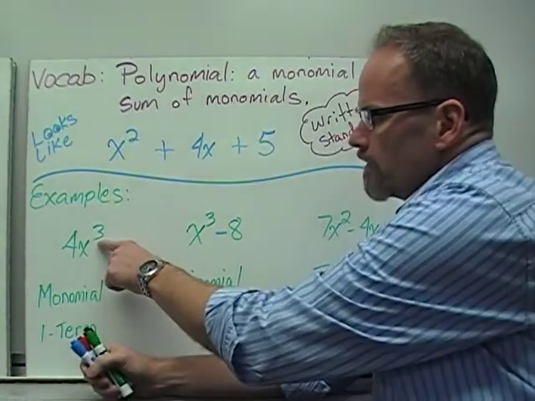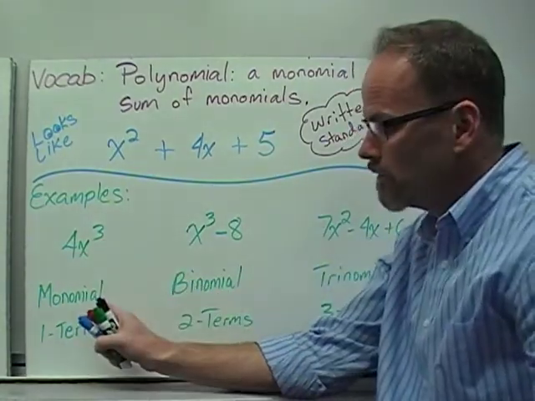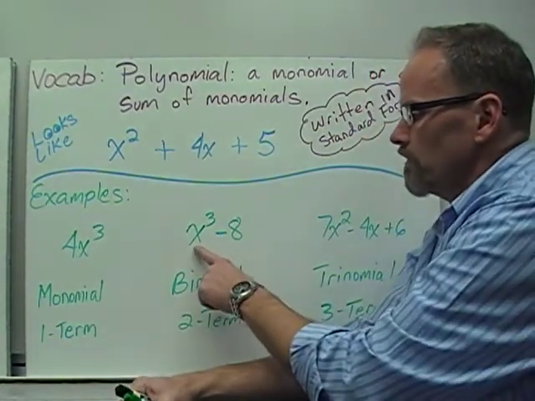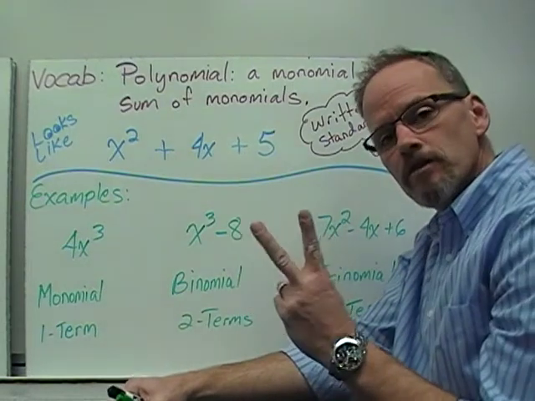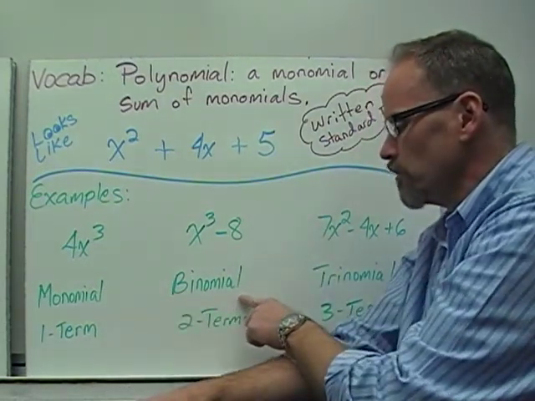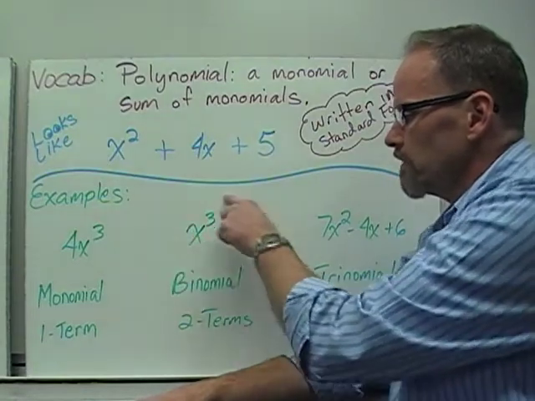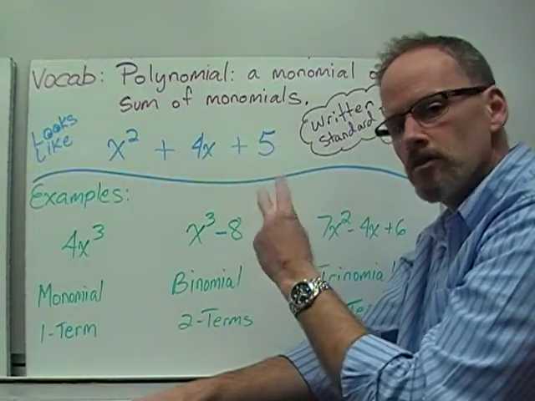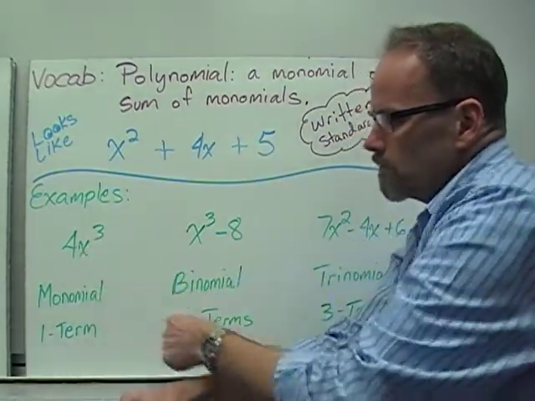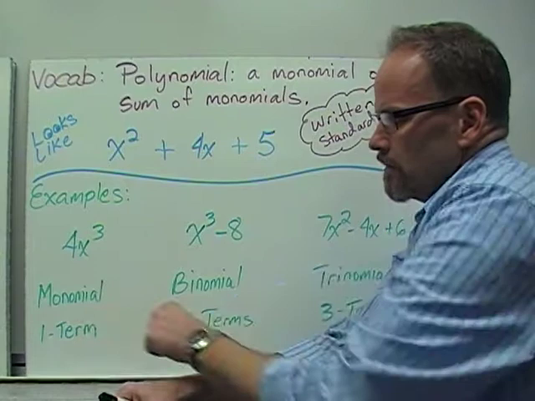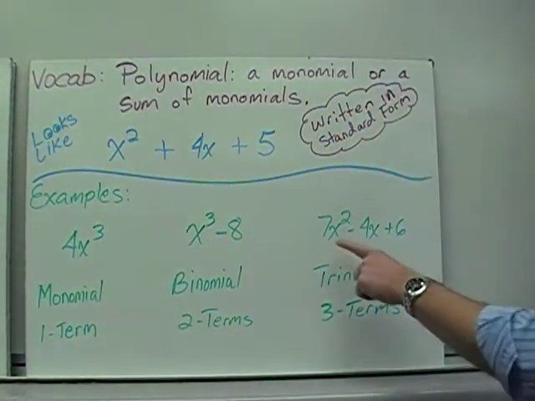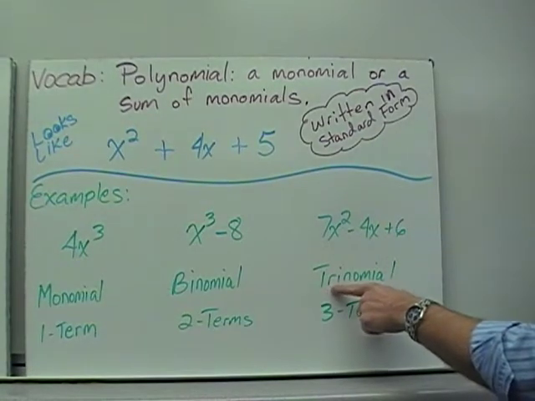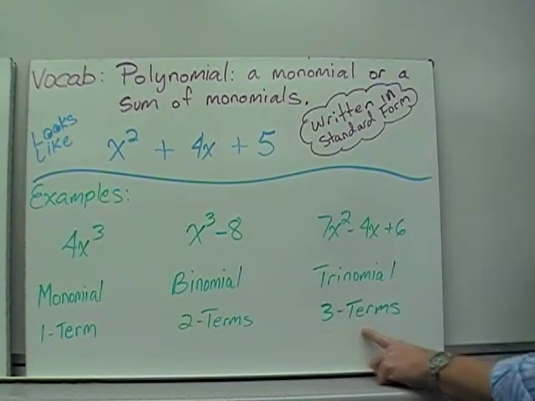This 4x to the third power is a monomial because it's only one term. Another example would be x to the third minus 8. Now I have 2 terms, and these are called binomials. Whenever I see this, I instantly think binomial. 2 terms, bi means 2, single term, mono. And then you've got 3 terms in here, 7x squared minus 4x plus 6. You guessed it, trinomial because it has 3 terms.